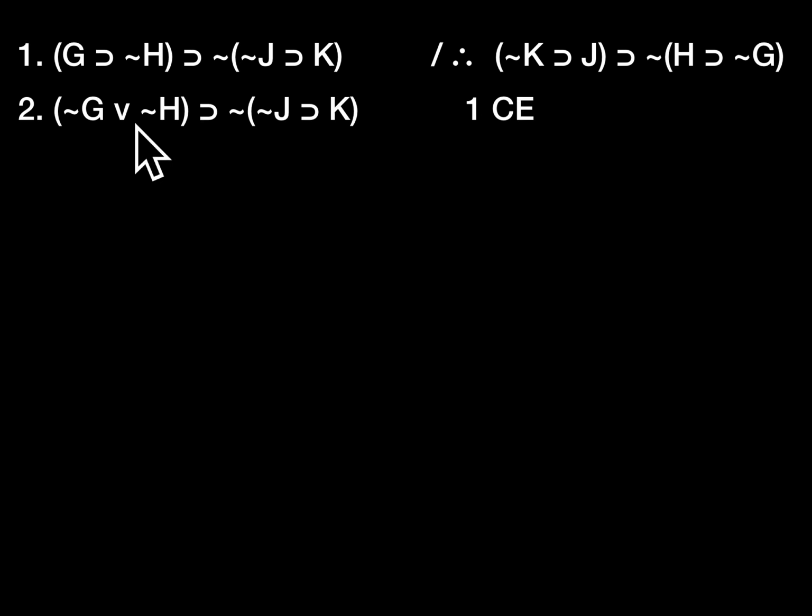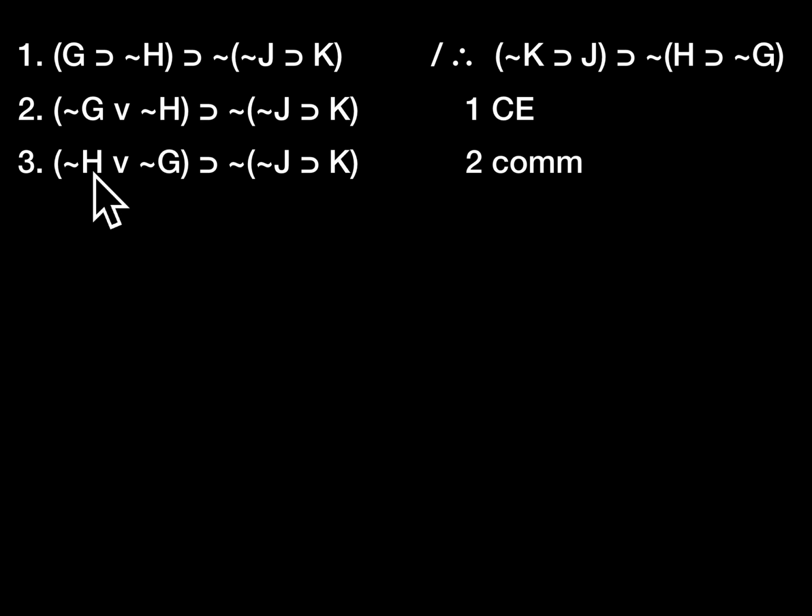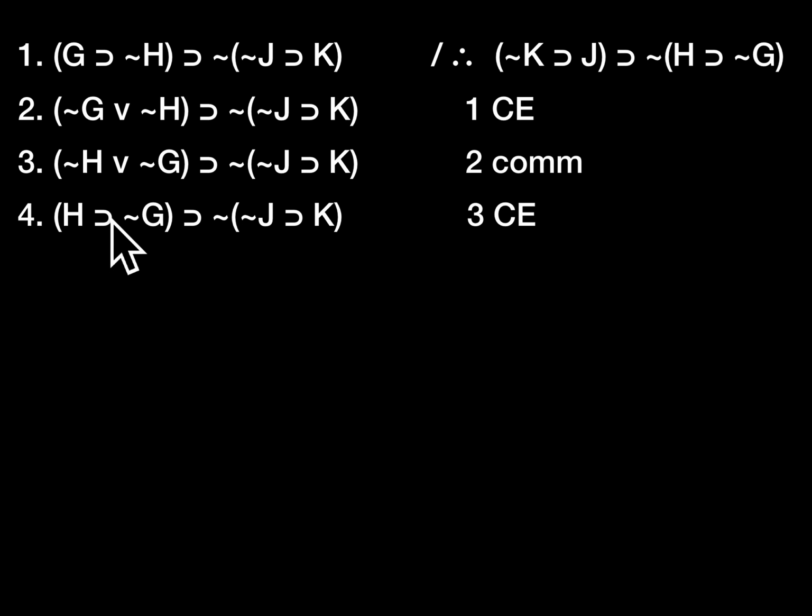This conditional becomes a disjunction. I negate the first component. Second component stays the same. That's conditional exchange. Now I'm going to swap the order. Not H goes here, not G goes there. Then I'm going to do conditional exchange again. Disjunction becomes a conditional, negate the first element. Not H becomes H. Second component stays the same. The rest of the line stays the same.